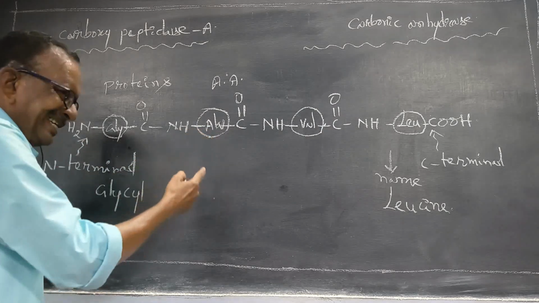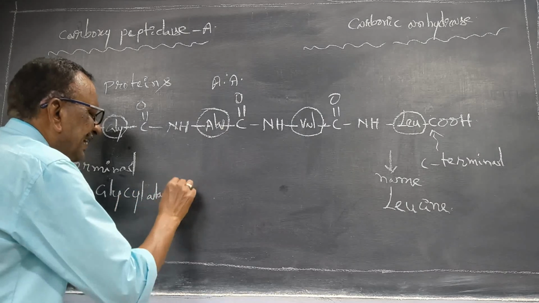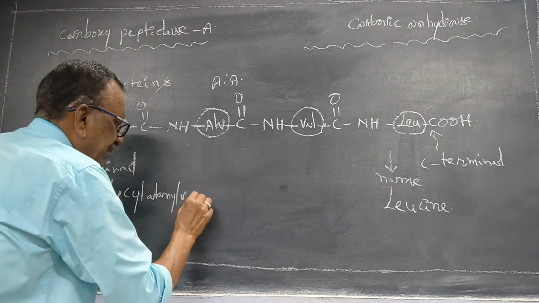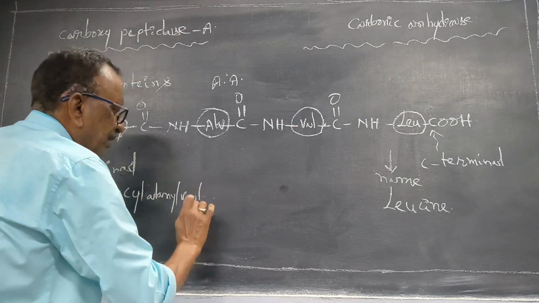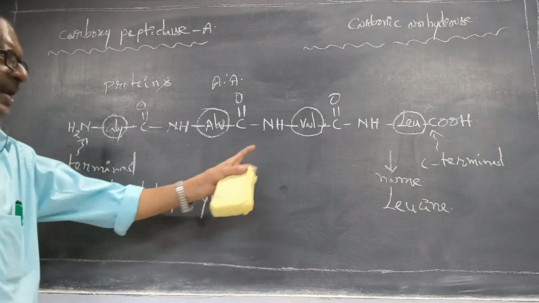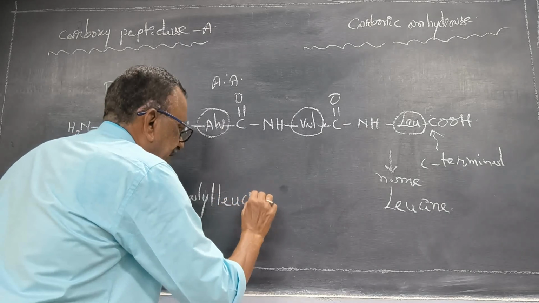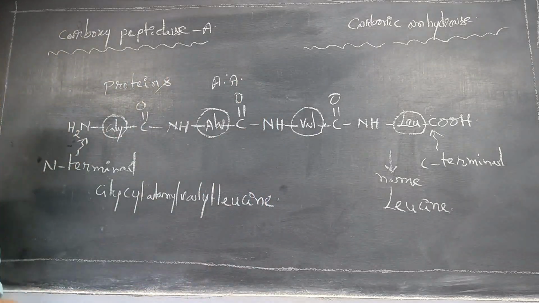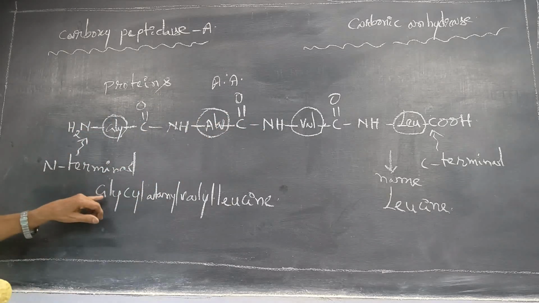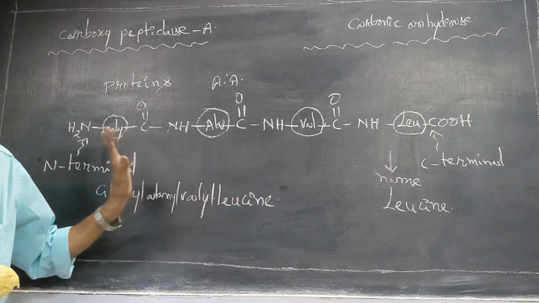Then this is alanine, so alanyl. Then valine, so valyl. The last one is leucine. So this is the name of this polypeptide: glycyl, alanyl, valyl, leucine.